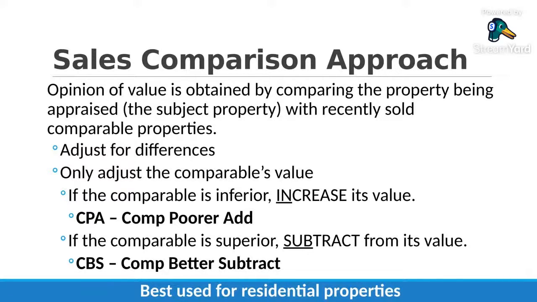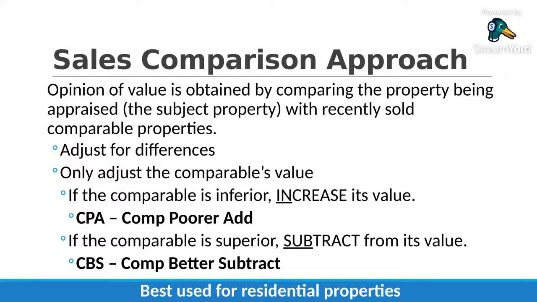And the second bullet point, they only adjust the value of the comp, because remember, we know the value of the comp. We're trying to use that value to find our value. If the comparable property is inferior, meaning our subject property is better, that means our subject property's value will be more. Okay, so we want to add to the price.